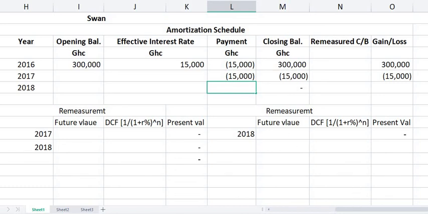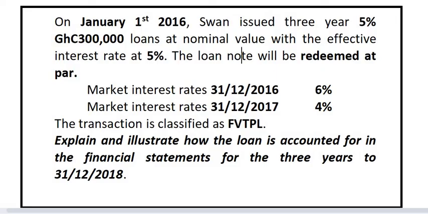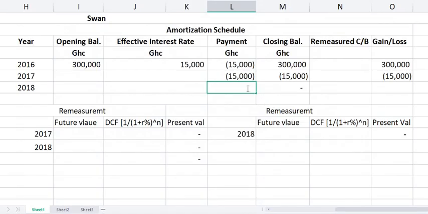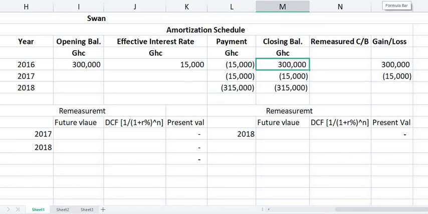So at the end of 2018, it's going to be the par value plus the coupon. The par value is 300,000. Remember, we were told it is to be redeemed at par. So that's 300,000 plus the coupon of 15,000, so we are going to have minus 315,000. So at the end of the first year, our closing balance is 300,000.